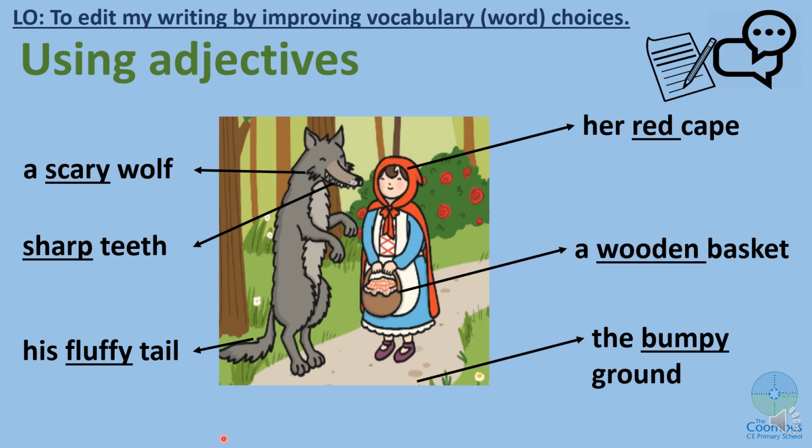So I'm going to leave the examples up there, and I want you to look at different things in the picture and see if you can use adjectives to describe it. You might want to describe the flowers in the bush, the trees, the grass, or you can do some more examples for Little Red Riding Hood and the wolf. So pause the video and take about 5 minutes to use your adjectives to describe the characters, and then put the video back on when you're ready to do the rest of your learning.